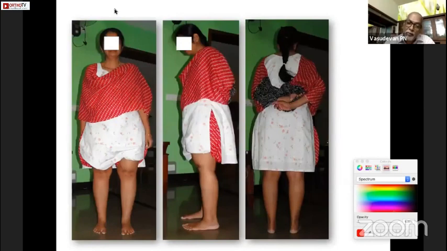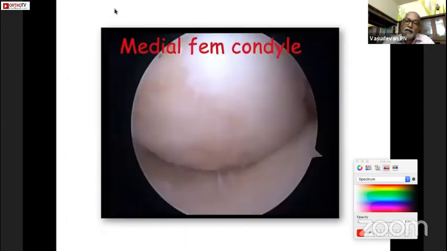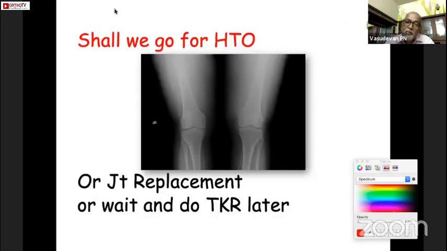So she's a close friend of mine. She had severe knee pain. That is the arthroscopic finding. We can see the medial condyle of the femur. It's completely gone, and she has been advised a high tibial osteotomy. And she was referred to me. See, that was how her X-ray looked. Should we go for joint replacement, or do a high tibial osteotomy, or do a total knee replacement later?